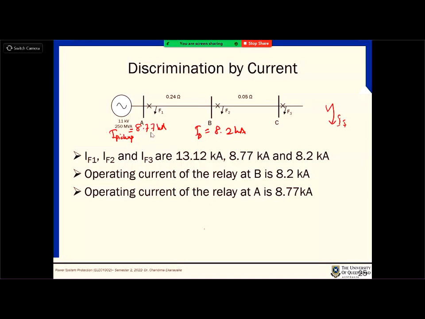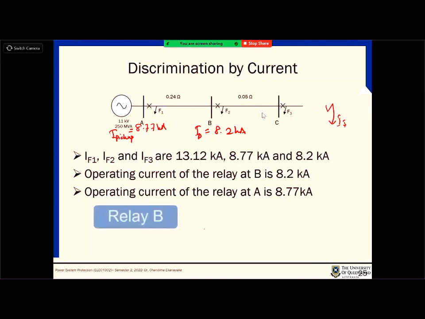Now you can see that if there is a fault somewhere here, relay A will not operate for that. Why? The pickup current is not sufficient if the fault is somewhere here. But if the fault is somewhere here, then this one will operate, right? And then the B, if the fault is beyond C, it won't operate. It will only operate if the fault is between B and C. It's a very simple mechanism, right?